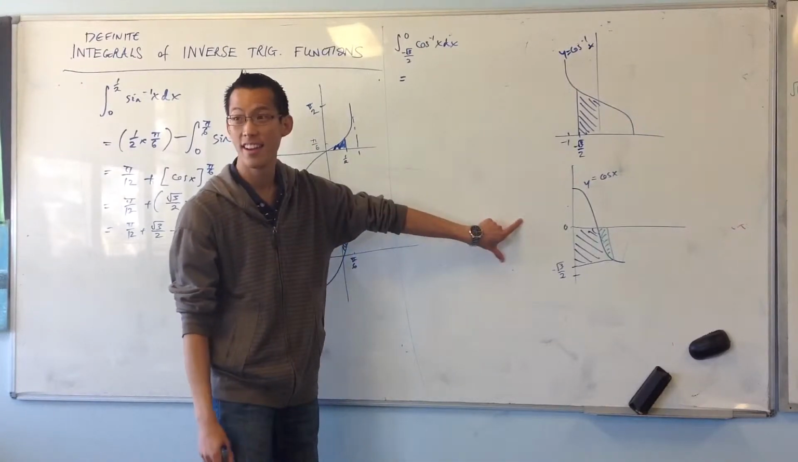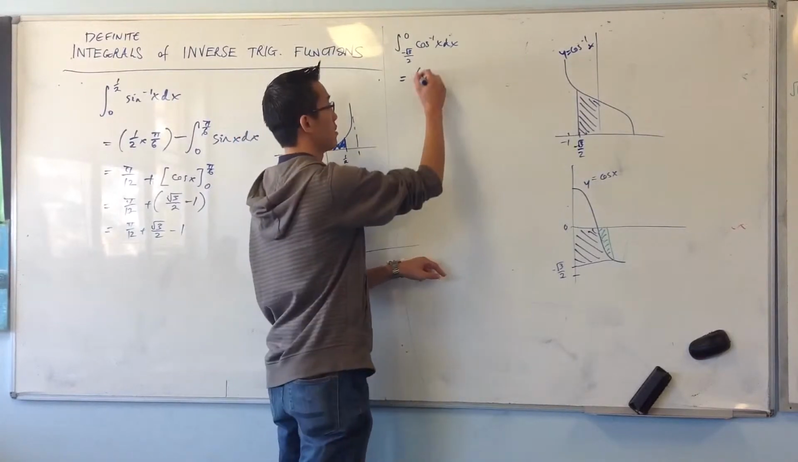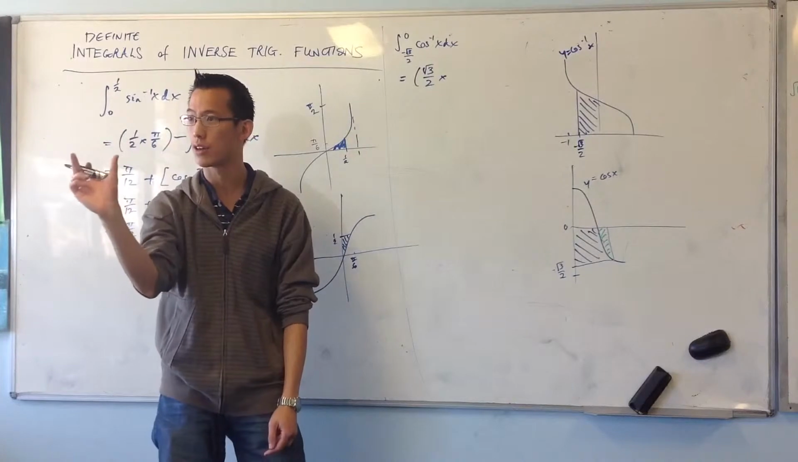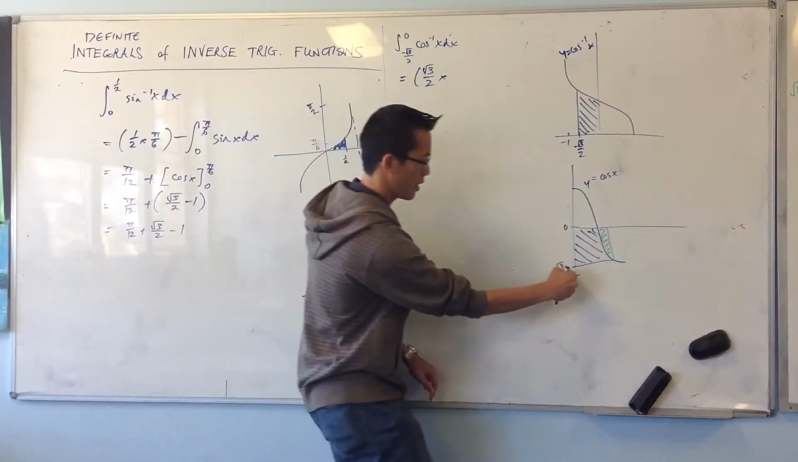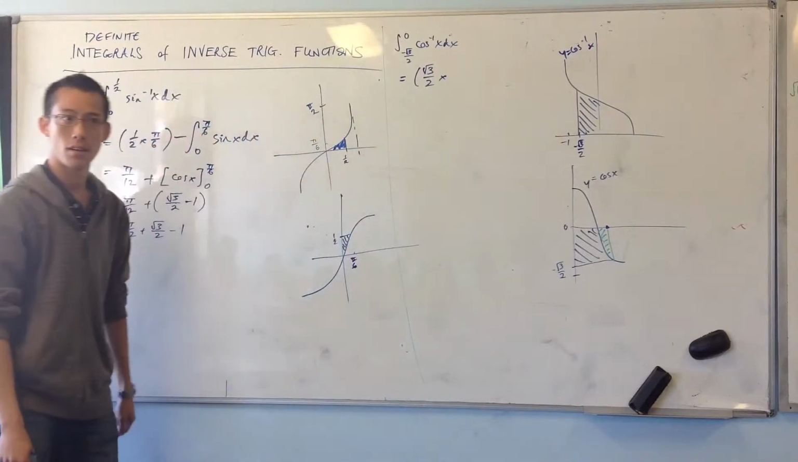What's the height? The height is just root 3 on 2. Okay. Now, what's the width of that rectangle? It's all the way from here up to whatever that value is. What is that value? 1.